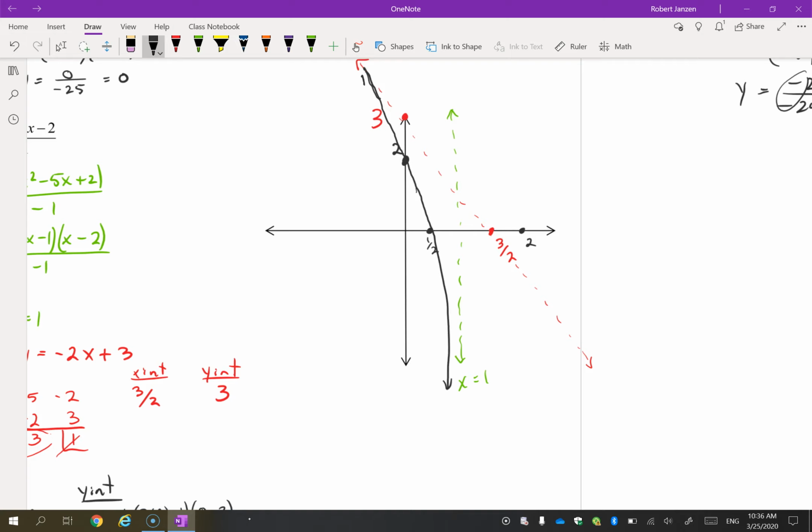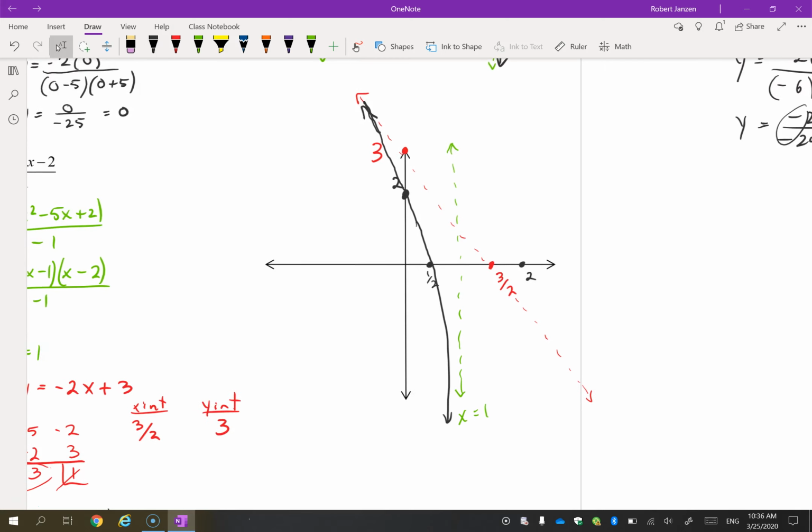Okay, and approaching the asymptote up here. Just a quick note, when you're drawing, your line should be approaching the asymptote. Okay, you don't want to curl away from it like this. All right, and it shouldn't cross either.